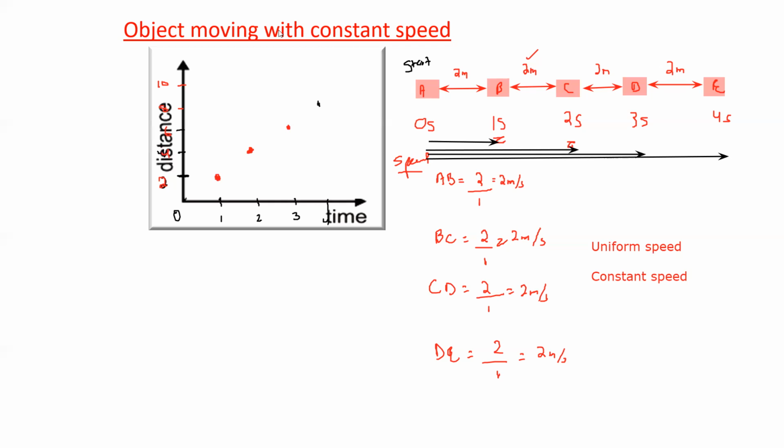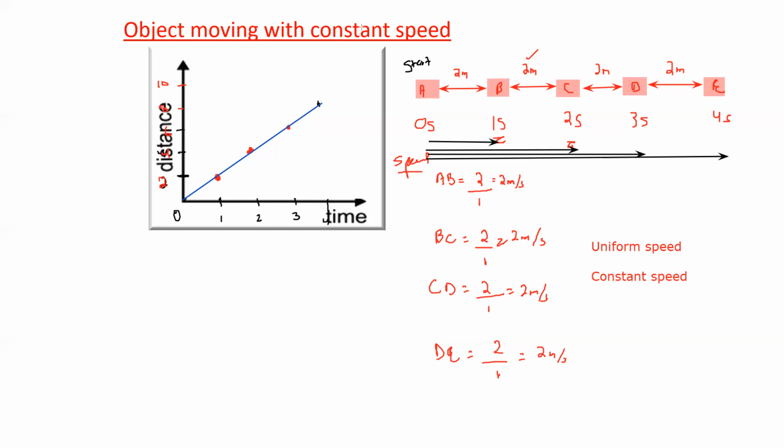And when we join these points, because in a graph we join the points to draw a line, it will come out as a straight line. So whenever an object is moving with a constant speed, the distance time graph is always a straight line. Is it clear now? Yes.